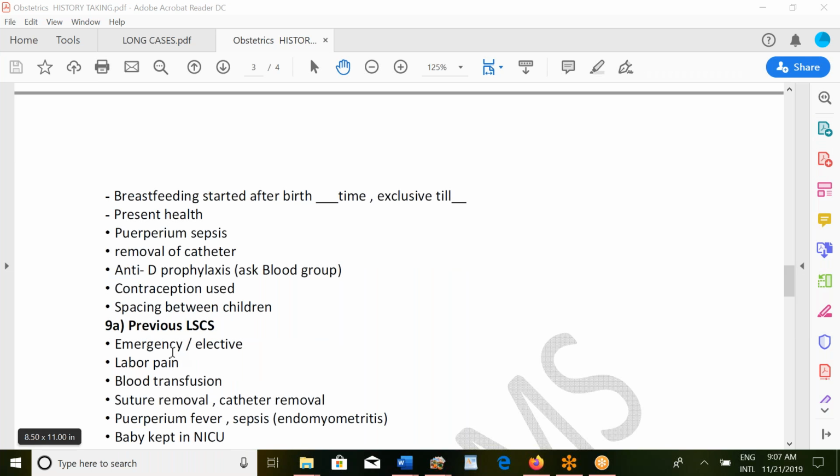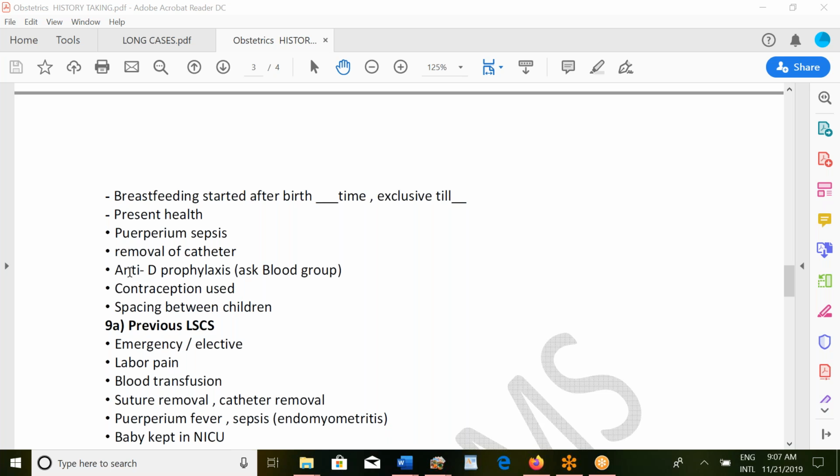Breastfeeding: was it started at birth and exclusive, like in the first 6 months there should be exclusive breastfeeding. Then how is the present health of the baby? How was the period after the birth? Was there any sepsis, any problem? If she received any catheter, like in case of cesarean, when was it removed?